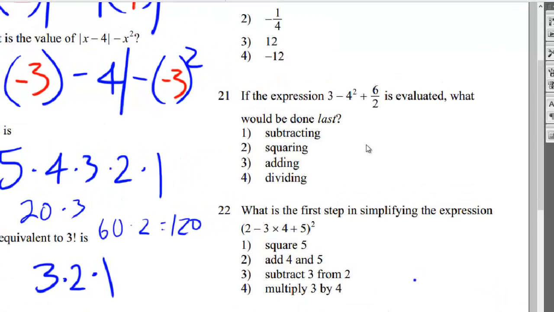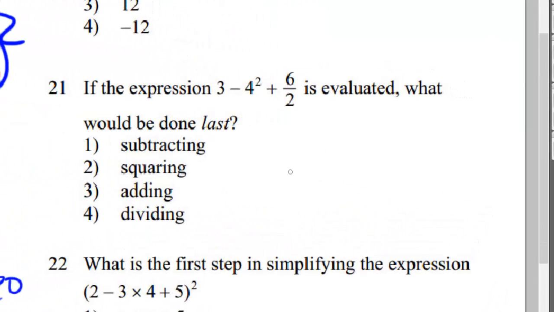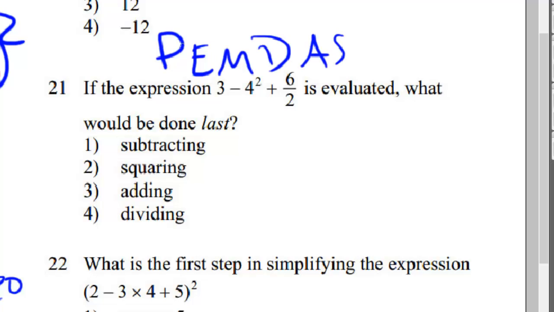Let's take a look at number 21. It says, if the expression 3 minus 4 squared plus 6 divided by 2 is evaluated, what would be done last? Well, we learned an acronym that's going to help us out right now, and it's going to come in pretty handy when we're taking this Regents, and that is PEMDAS. And we know that PEMDAS stands for parentheses, exponents, multiplication, division, adding, subtracting. This is the order of operations, and we're going to be going from left to right as we do this.